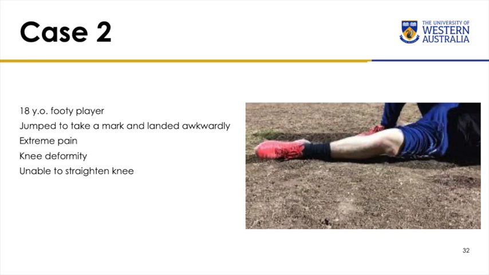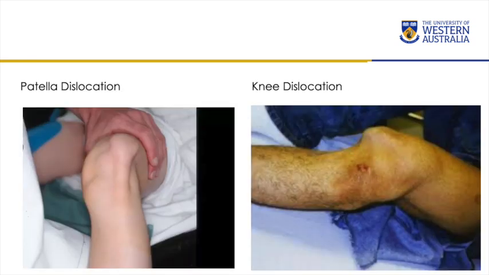Looking back at case 2, what you can see pictured here is a patella dislocation. It is important that you understand the difference between a patella dislocation, which is the kneecap which is dislocated, and a knee dislocation, where the dislocation is of the tibia on the femur. You can see the two pictured here.